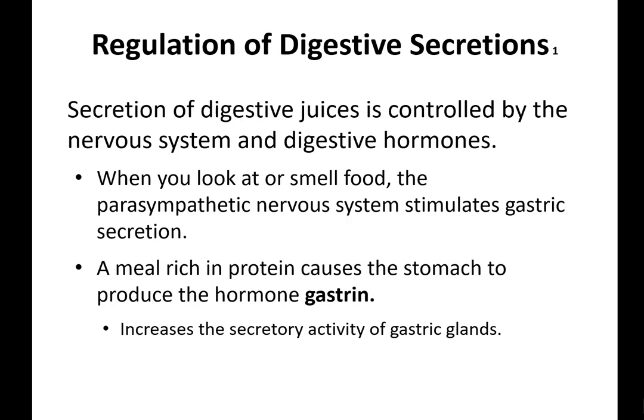The secretions of the digestive juices are controlled by the nervous system and digestive hormones. The parasympathetic nervous system automatically stimulates gastric secretion when you look at or smell food. The stomach and the duodenum wall produce hormones that regulate digestion, particularly CCK, secretin, and gastrin. A meal rich in proteins causes your stomach to produce a form of gastrin, which increases the secretory activity of the gastric glands.